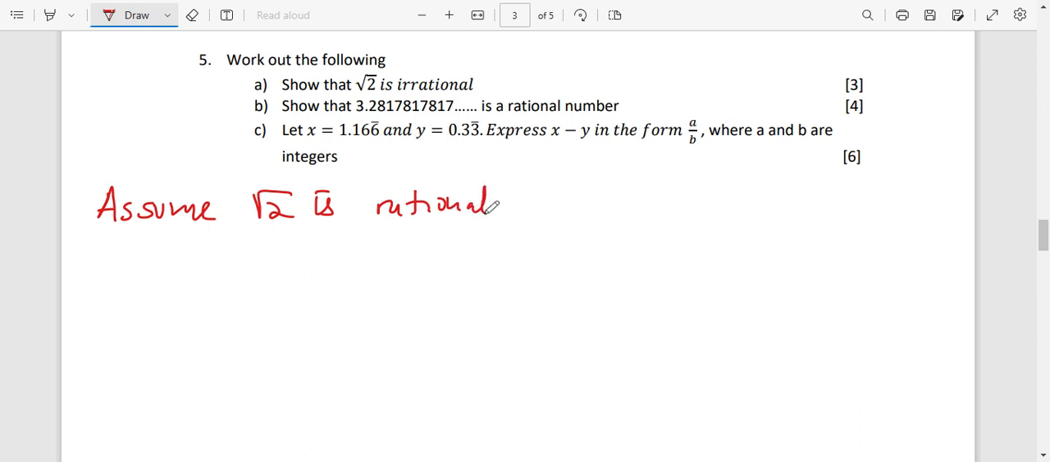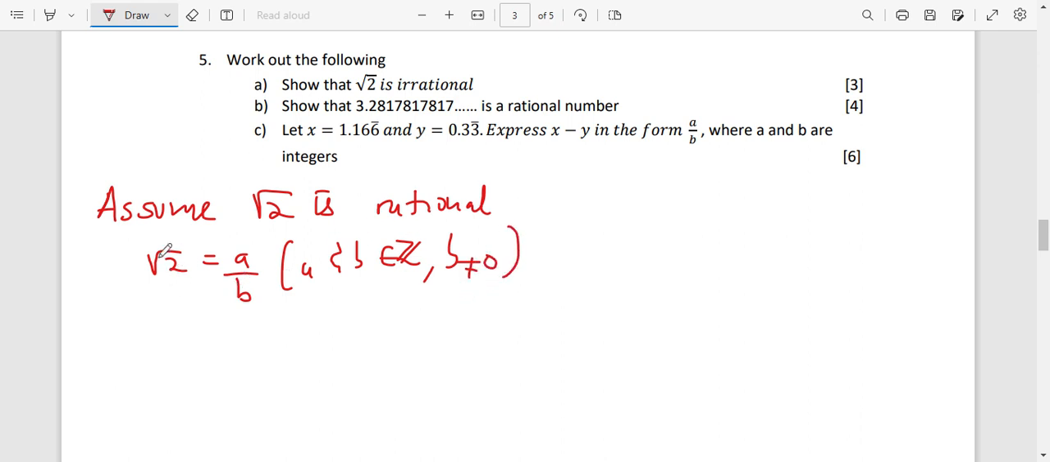What does this assumption mean, or what is it going to bring out? It should be expressed in the form of a over b, all right, meaning that square root of 2 is going to be equal to a over b. Please also state that a and b are members of integers, and b cannot be equal to 0.